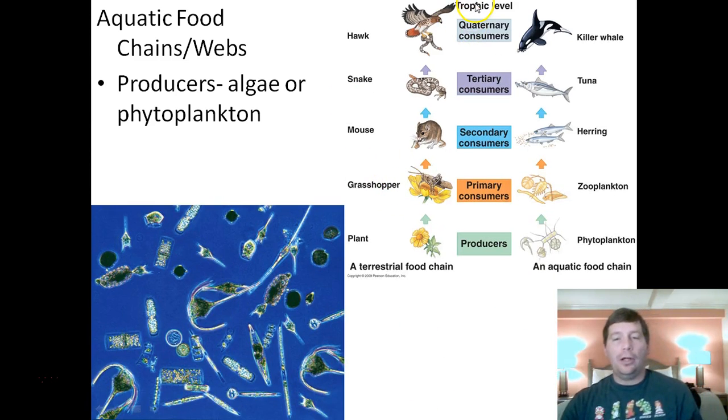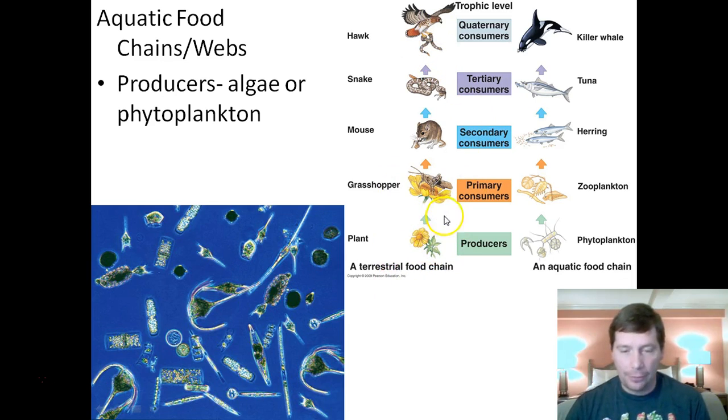Now, when we're talking about food chains in the water, all the same terms apply. Producers, primary consumers, secondary consumers, tertiary and quaternary consumers, all of these things still apply. We still use the same terminology when we're describing a food chain in the water as we would to describe a food chain that happens on land.